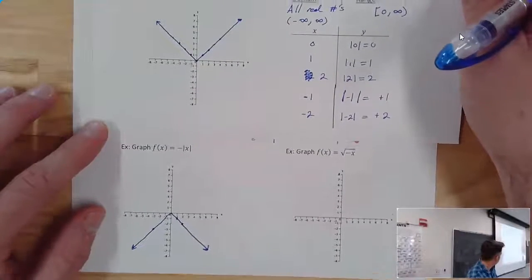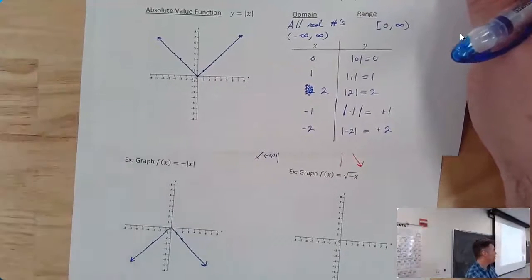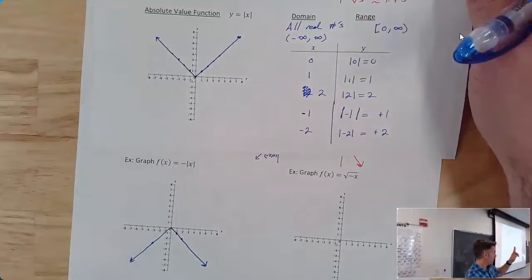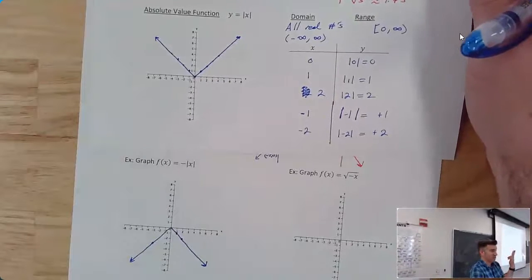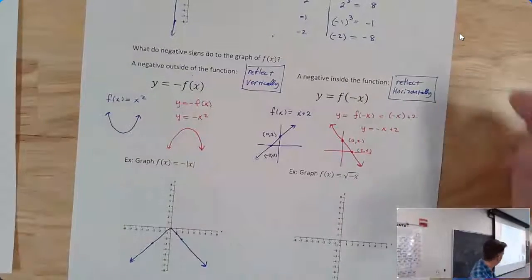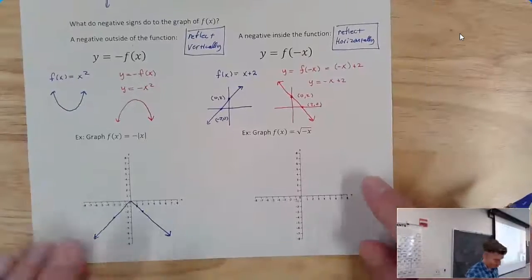Just to point out something else, if the negative were on the inside, it wouldn't actually change how the function looked at all, right? If you put the negative on the inside, it would flip it horizontally and it would still look the same. It would not be very exciting. Okay.